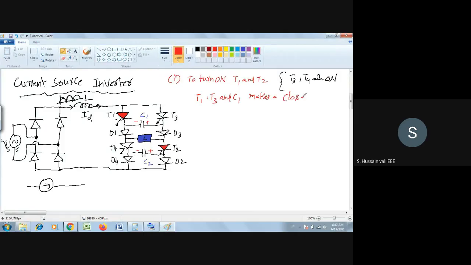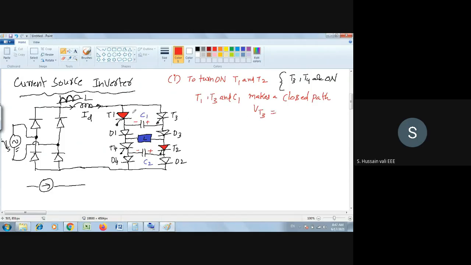Makes a closed path. Why does it make a closed path? Because I said that you turn on T1. At that instant, we have seen that T3 is on. So it makes a closed path. When it makes a closed path, we will find out what is the voltage across T3.